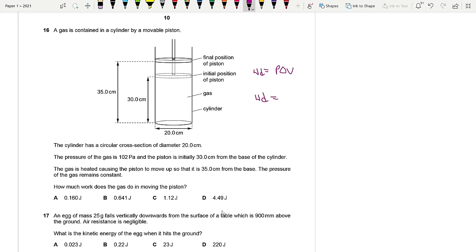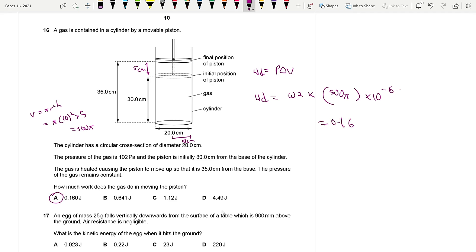So the work done by the gas, since it's expanding, is actually the pressure 102 pascals into the change in volume, which is, you know, the change in length is 5 centimeter and the diameter is 20. So what about the radius? The radius is 10 centimeter. So what about the volume? The volume should be pi r square h, or pi into 10 square into 5, okay? So that's 500 pi cm cube. To convert centimeter cube to meter cube, you need to multiply by 10 power minus 6. So 500 into pi into 10 to the power minus 6 into 102, that's actually equal to 0.16 joules. So the answer should be A, 16 is A.